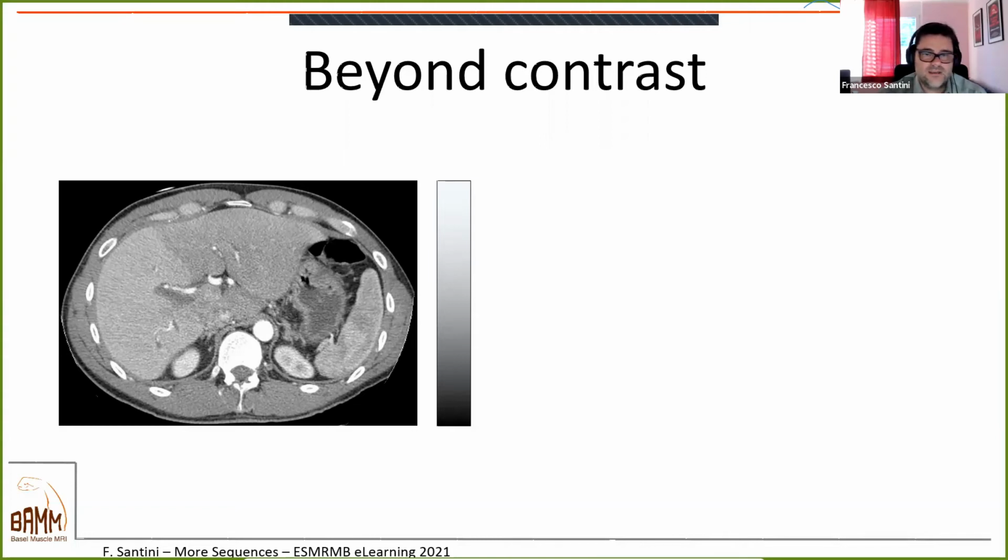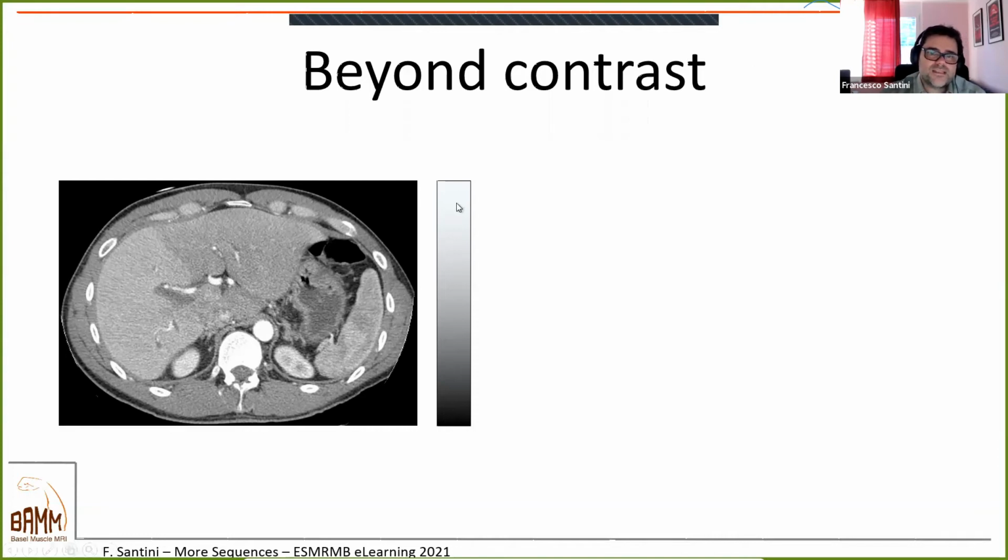So what is this? What kind of sequence is this? Well, it's not really a question. This is not an MR image. This is a CT image. Could be similar to some MR image, but it's not. This is a CT image.